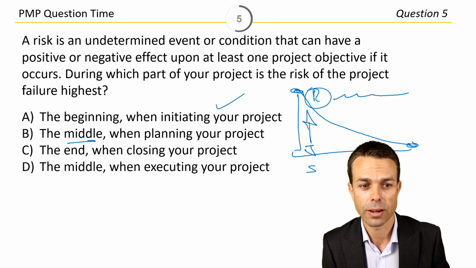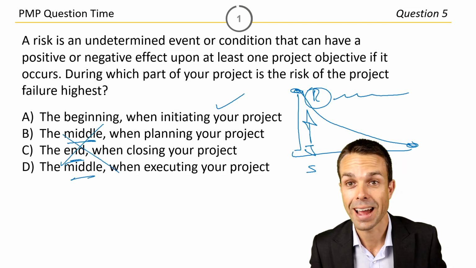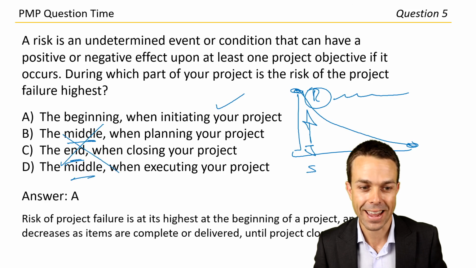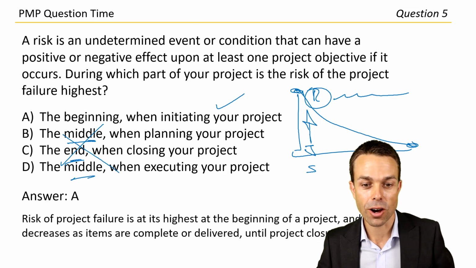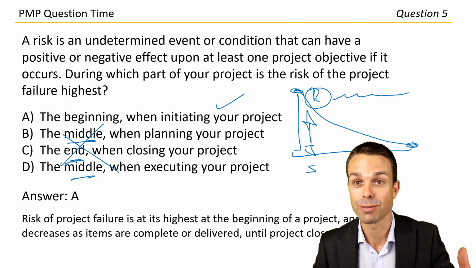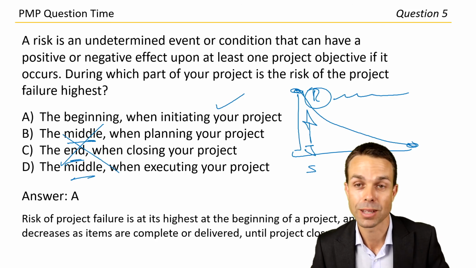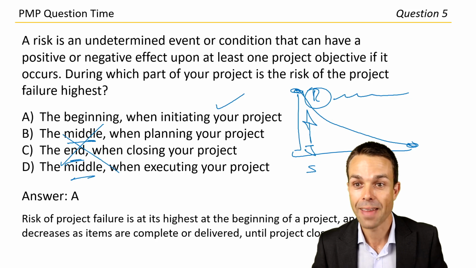Middle, probably not. End, no. We can immediately get rid of those. Let's go with letter A. And the answer is A. The risk of project failure is at its highest at the beginning of a project and decreases as items are complete or delivered. So once we've completed things, obviously the risk is going to be lower because they're already complete and delivered. And that's question 5.